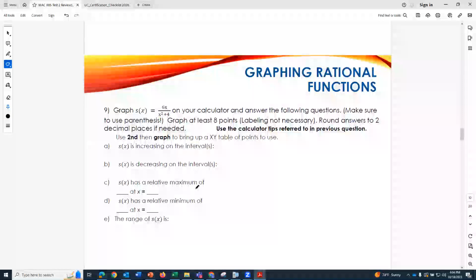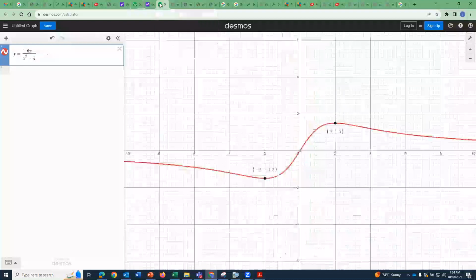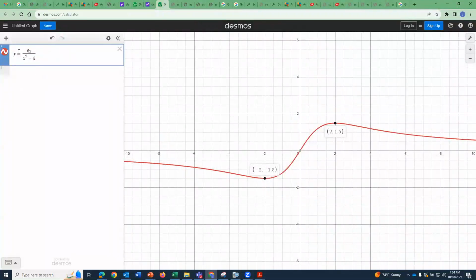We have to look for which interval is increasing, which interval is decreasing, and the relative maxima and relative minima if there are any. This one is on Desmos. I think I have it here. Okay, it's y equals 6x over x squared minus 4. We put it in Desmos like that.